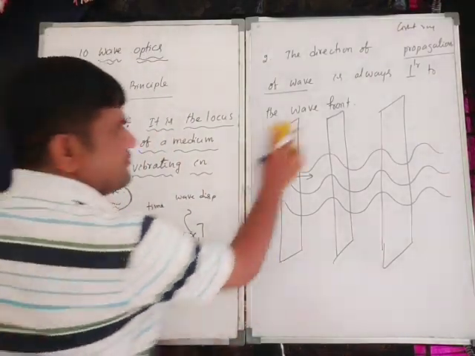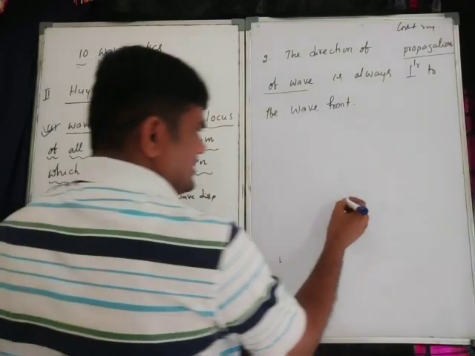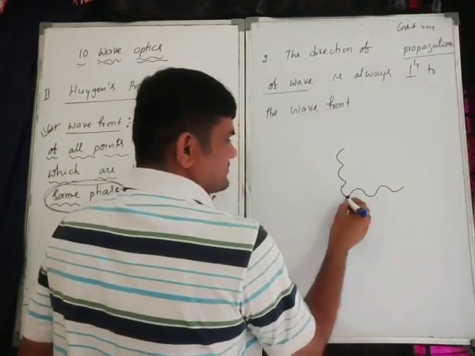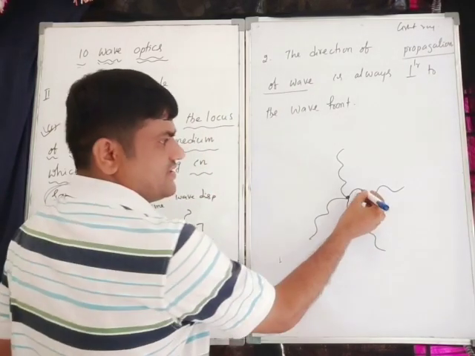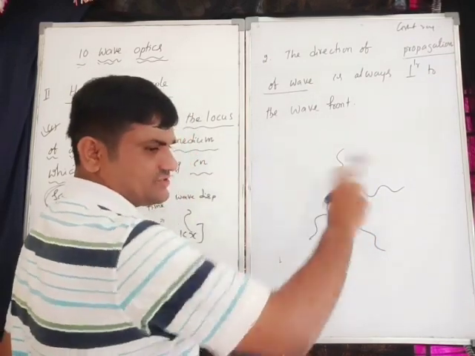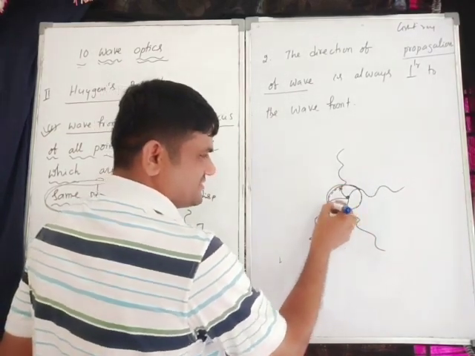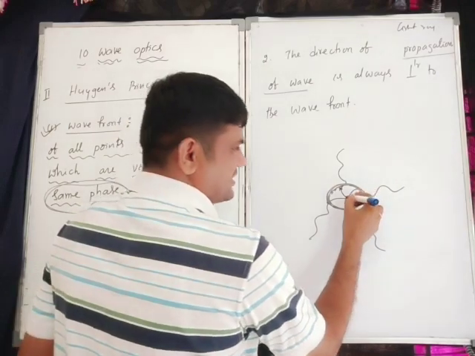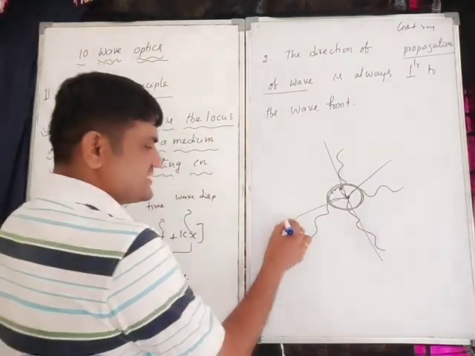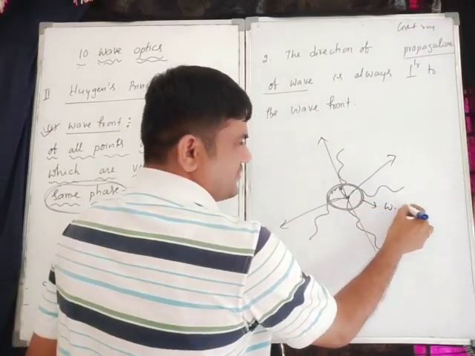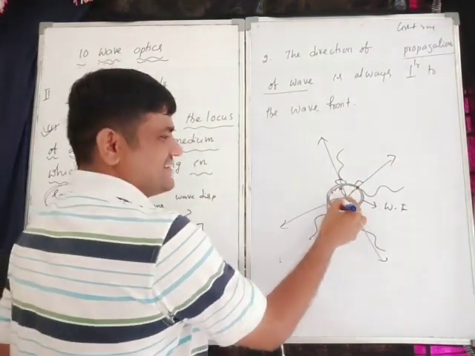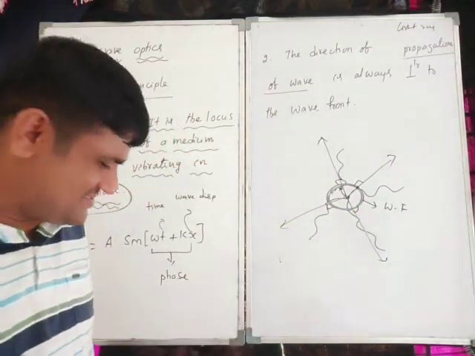Similarly, I will give you the spherical wavefront. There is a point source, and now there is a crest, trough, crest, trough, and so on. These points I can join, looking like an arc. So this is called the wavefront. This is the direction of propagation of wave. Wherever you see, it is 90 degrees. Yes or no?